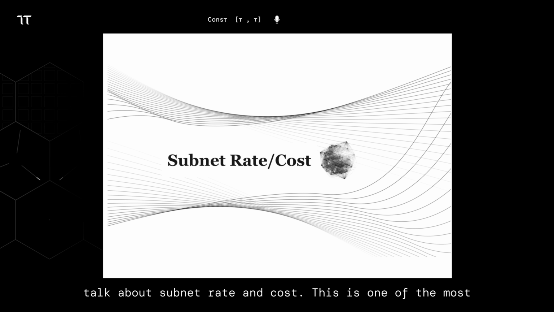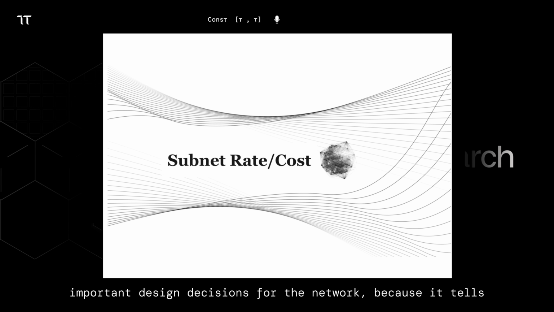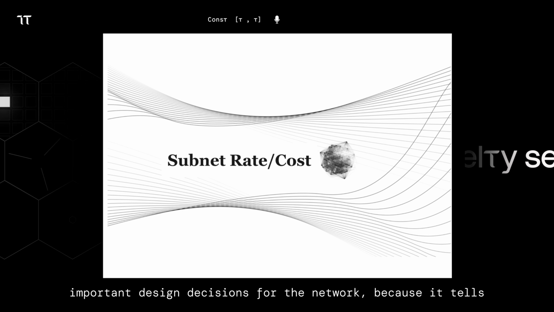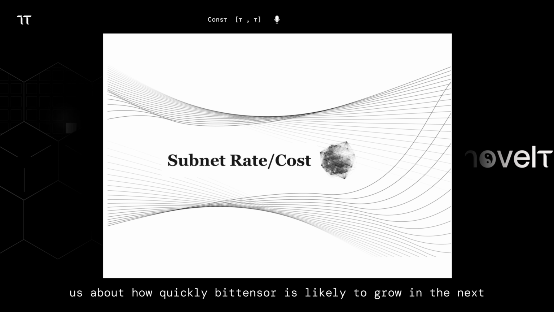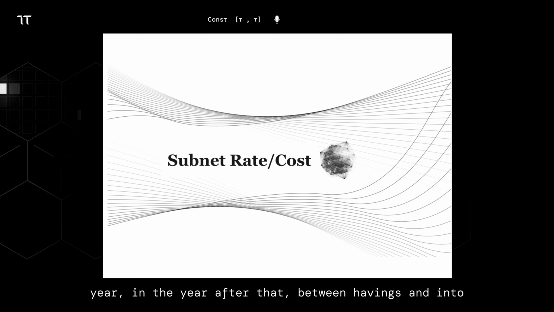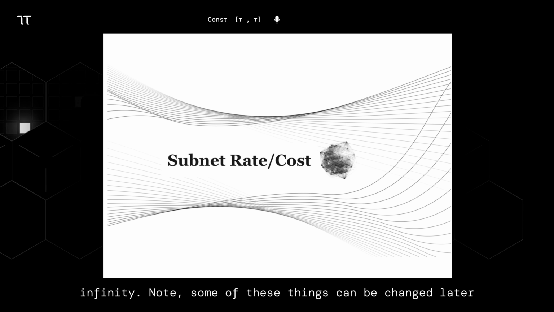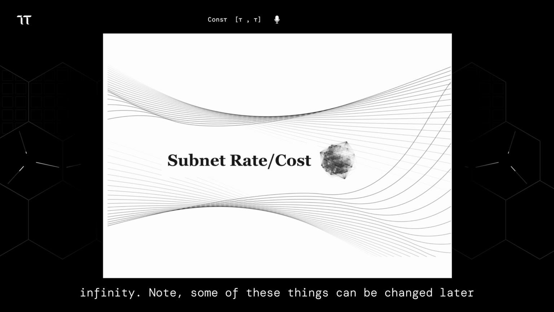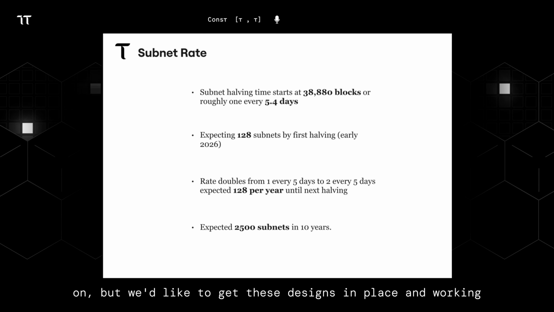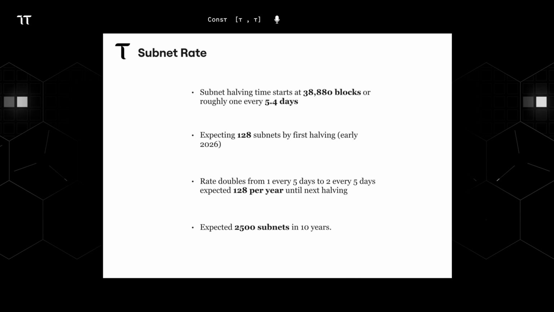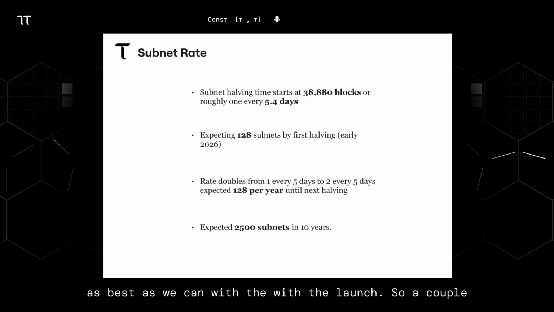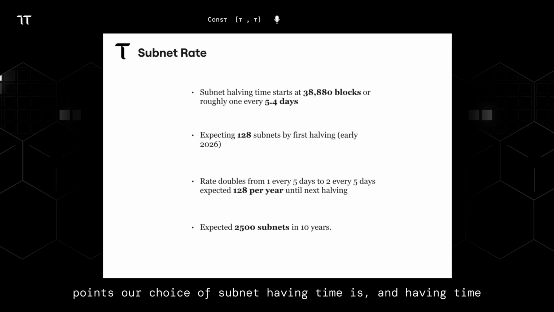Let's talk about subnet rate and cost. This is one of the most important design decisions for the network because it tells us about how quickly Bittensor is likely to grow in the next year and the year after that, between halvings and into infinity. Now, some of these things can be changed later on, but we'd like to get these designs in place and working as best as we can with the launch. So a couple of points.